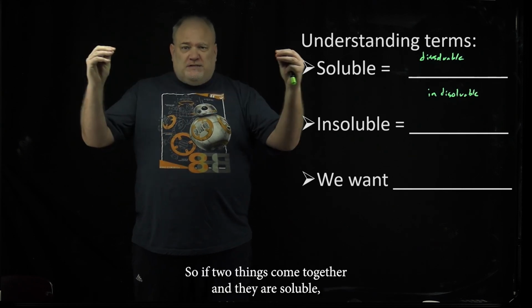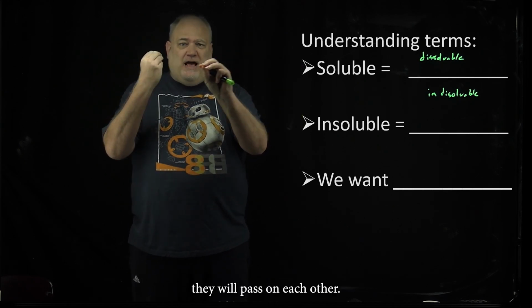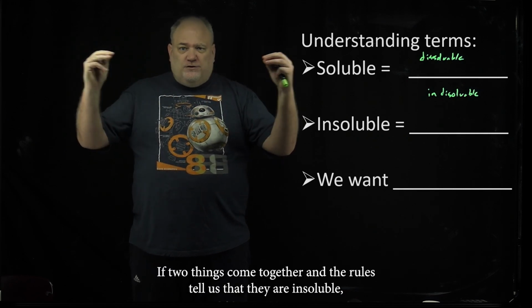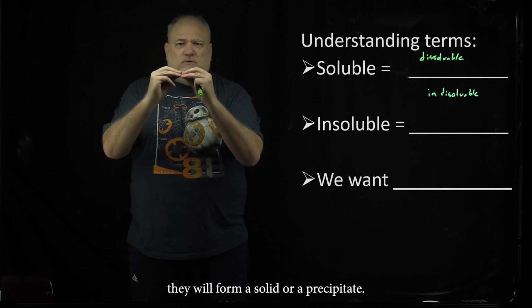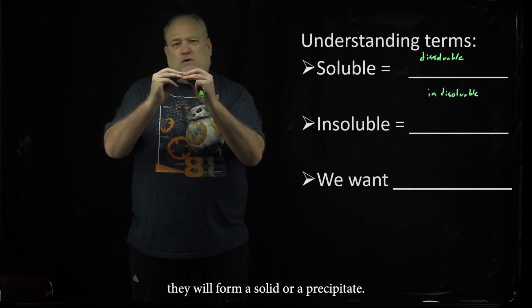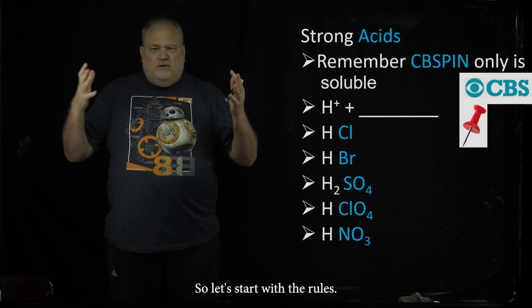So if 2 things come together and they are soluble, they will pass on each other. If 2 things come together and the rules tell us that they are insoluble, they will form a solid or a precipitate. We want insoluble. So let's start with the rules.